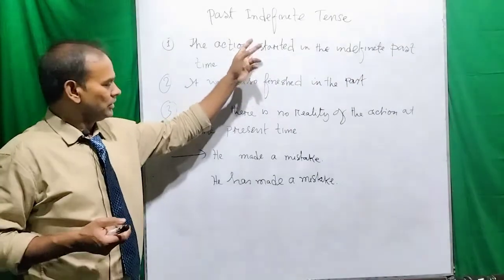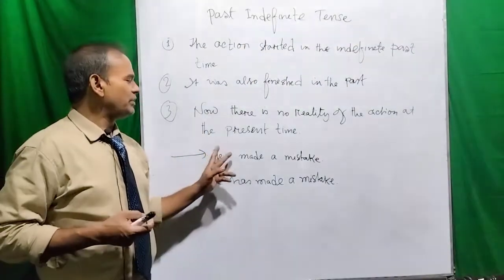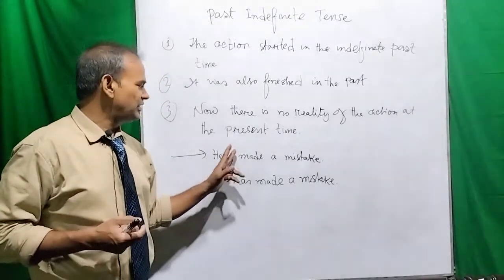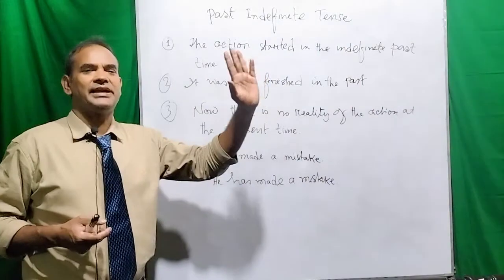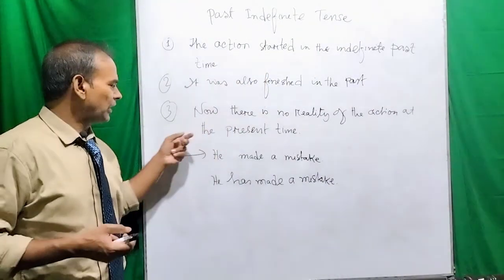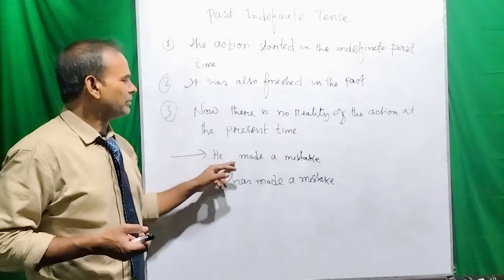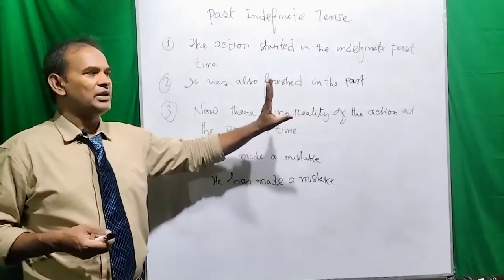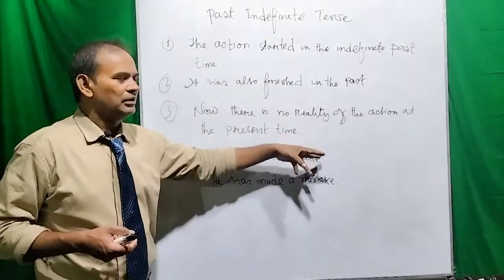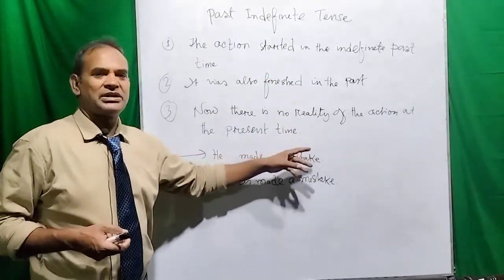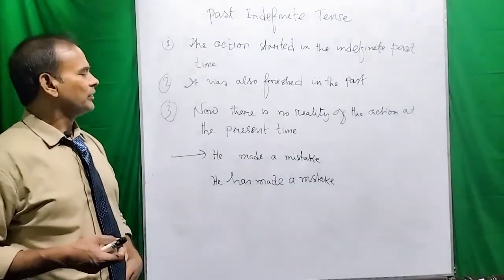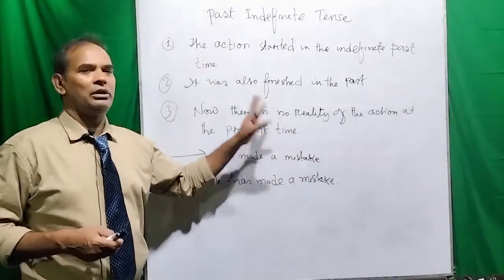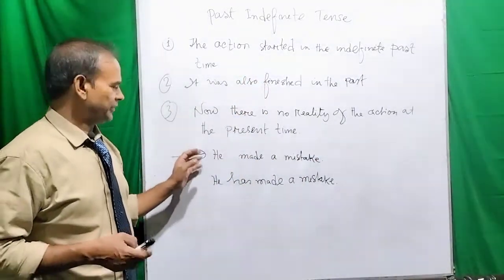According to the first point, the question may be, when did he make a mistake? The answer is that he made a mistake. The time is implied here. In this past indefinite tense, the past time is implied. Suppose the time may be 1 second ago or long ago. So the time is implied.